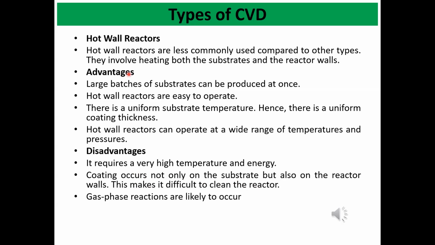So in case of hot wall reactors, the overall reactor is heated and as a result, coating process takes place on the substrate and also on the walls of the container or reactor. So when the material is deposited on the walls of the reactor, this gives a loss of the product and as well this makes it difficult to clean the reactor to carry out the next reactions. In case of hot walled reactors, also gas phase reactions are likely to occur.